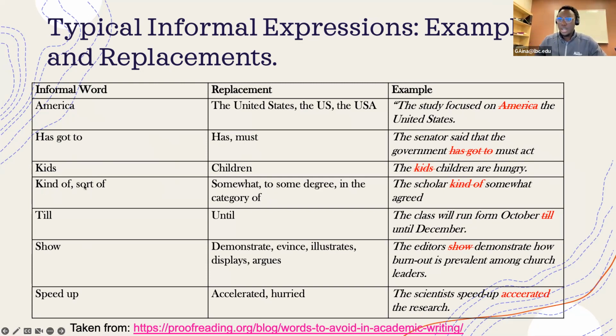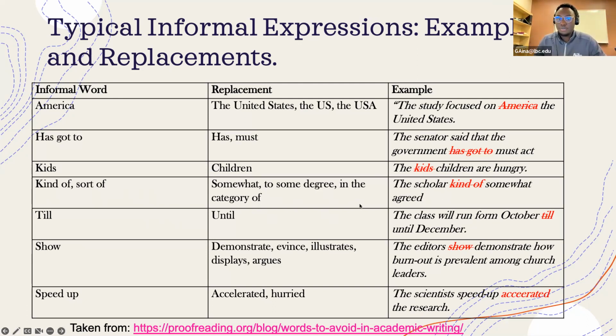So now we have this "kind of," "sort of." Instead of using "kind of," you can use the word somewhat, to some degree, in the category of. Instead of saying the scholar kind of agreed. Just the same way, if we want to shorten it, we always say words like kinda. Kinda did this, kinda did that. So sometimes we might find ourselves also using that same slang in our writing. So we must avoid that in an academic setting.